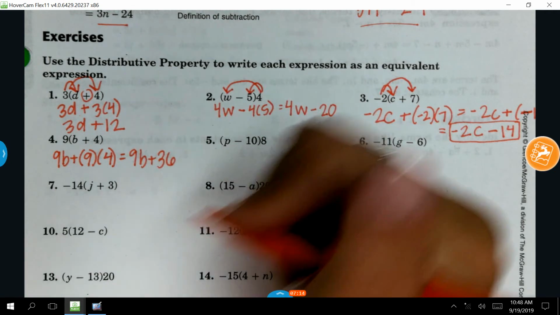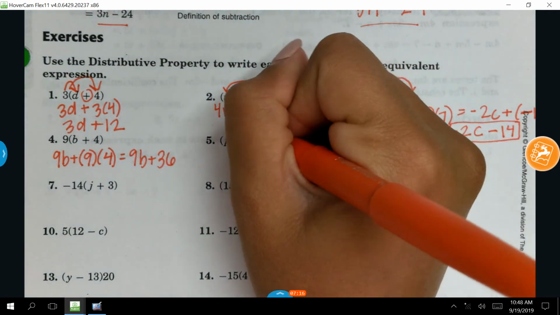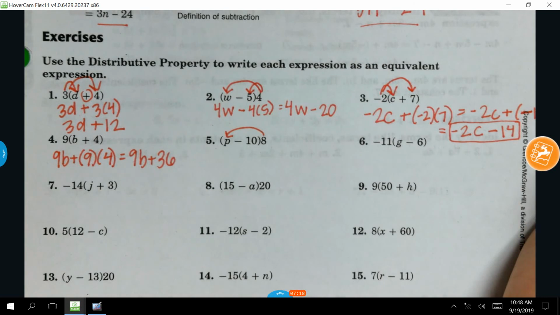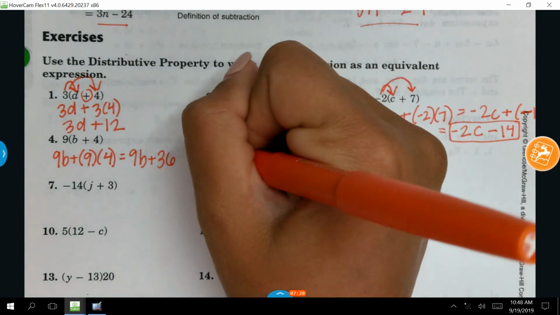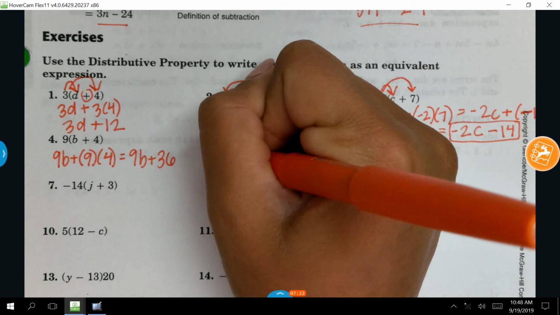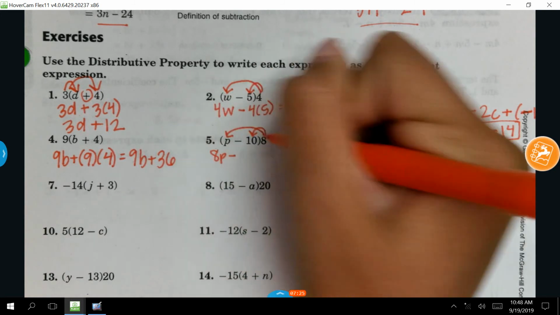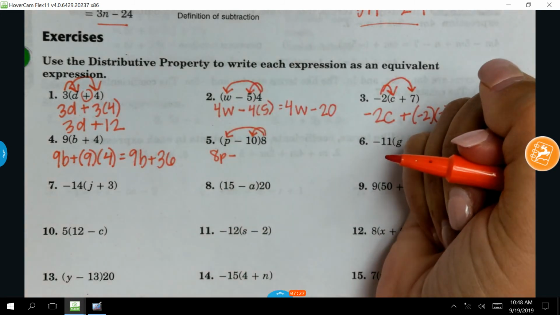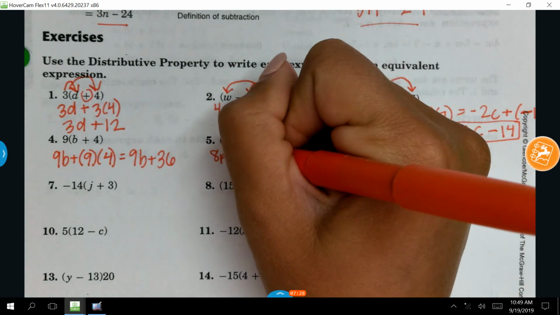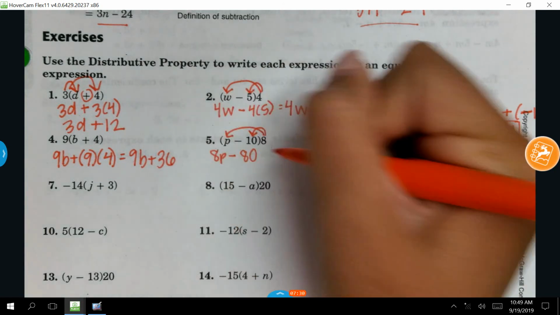Number 5. I've got my 8 on the opposite side again. I'm still just distributing it. So I have 8p minus what? 8 times 10. Minus 80.